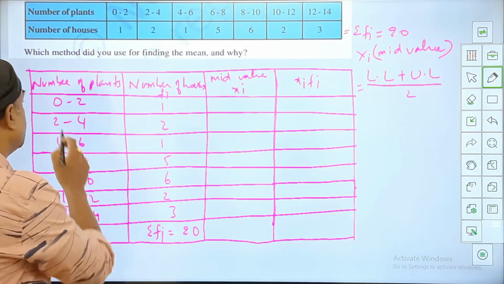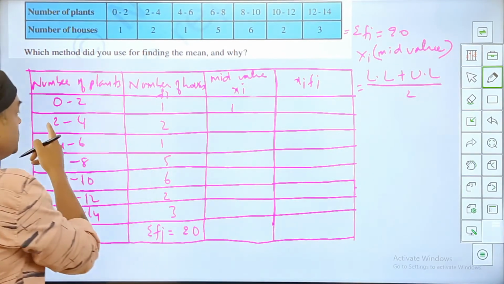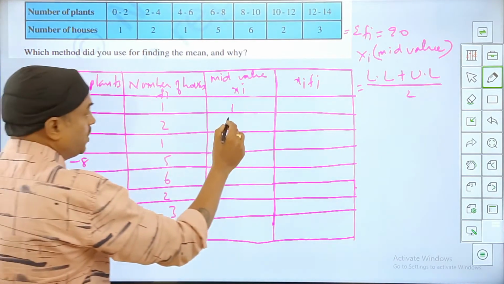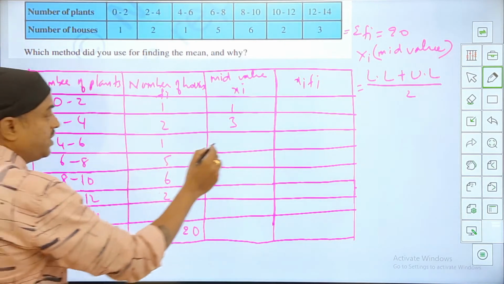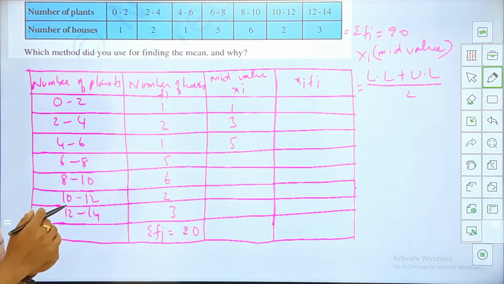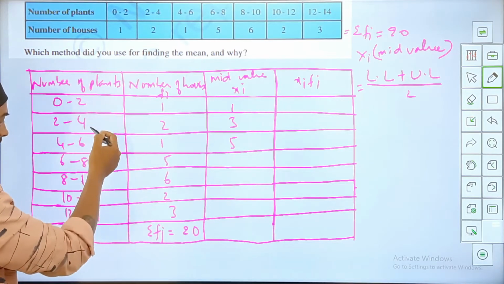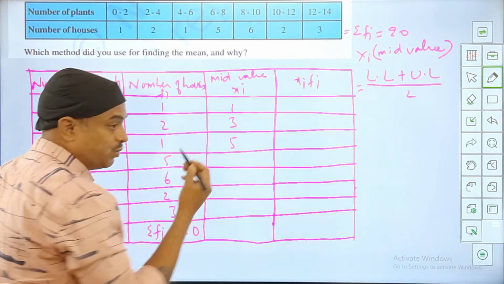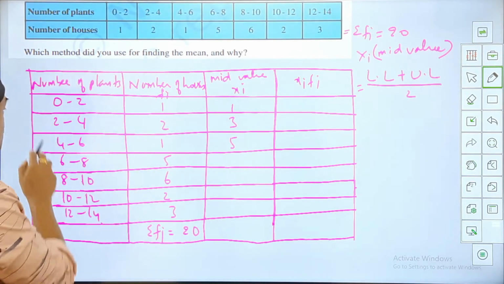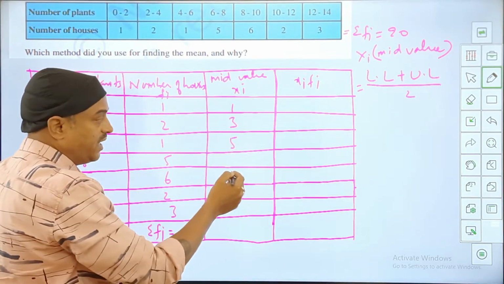So we'll do it like this: 0 plus 2 by 2 is 1. And then 2 plus 4 is 6, 6 by 2 is 3. And here you see 4 plus 6 is 10, 10 upon 2 is how much? 5. Now you can observe the upper limit values, the difference is 2. It is increasing by 2 every time. You can see the lower limit is also increasing by 2.